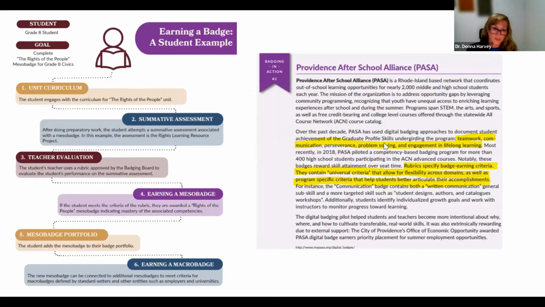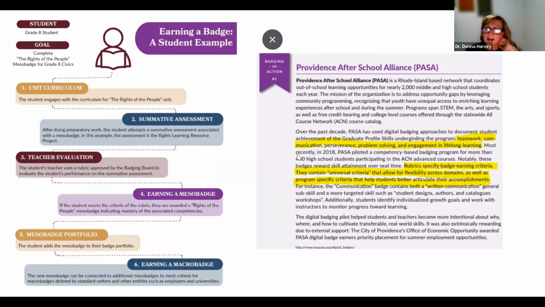Now, this is not just Australia. This is worldwide. I'm looking here at an article that was published recently by Harvard University. They're discussing this with a number of schools in America. You can start to see the language coming through of what I talked about we're doing here in Australia and what Harvard is suggesting they do in schools in America. The language is slightly different. We're calling them micro-credentials. They're calling them meso badges and macro badges. But down on the left-hand corner there, at number 5, the student adds the meso badge to their badge portfolio. I just showed you our badge portfolio or our learner profile. And the new meso badge can be connected to additional meso badges to meet criteria for macro badges defined by standard setters and other entities such as employers and universities. Exactly the same thing that we're doing, just maybe using different language.